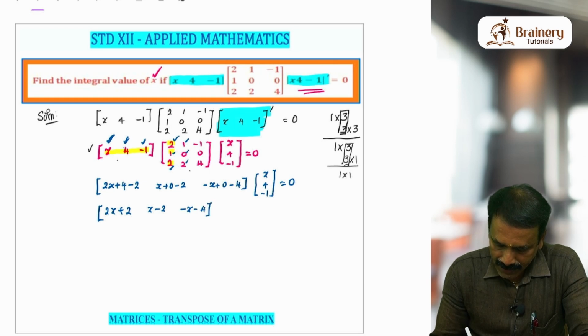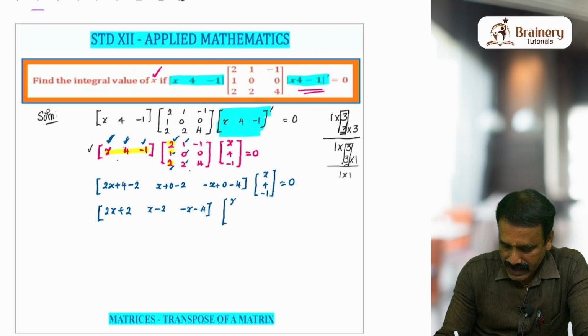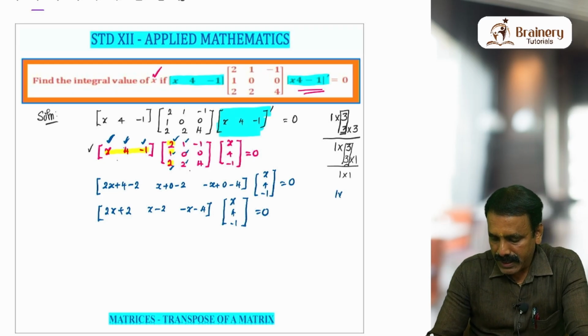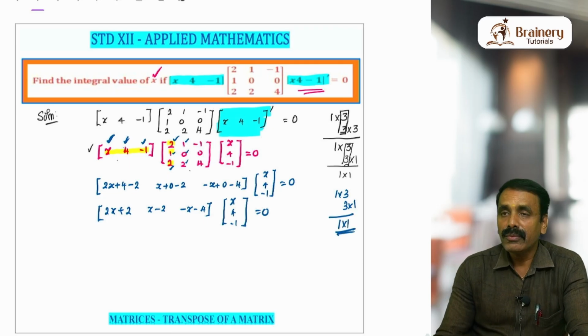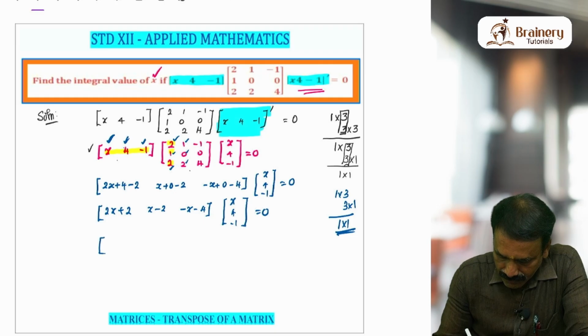So it is going to be a matrix of order 1 by 3, which is going to be multiplied with x, 4, minus 1, equal to 0. So this is going to be of order 1 by 3 multiplied with 3 by 1. So the resultant matrix will be of order 1 by 1. So it is going to have only one element. Okay. So we have to be very careful while multiplying.